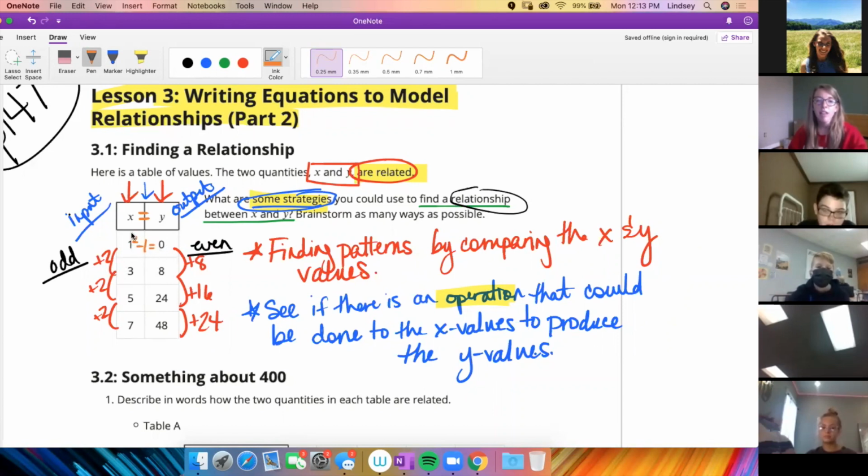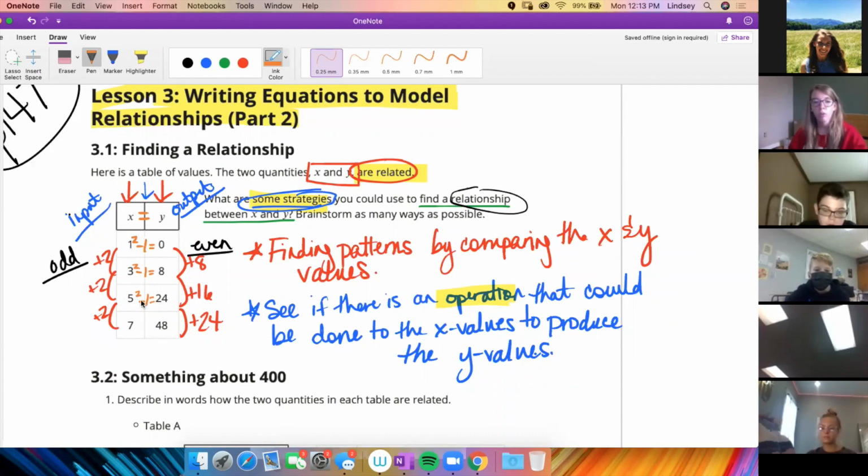Okay, let's see if that same relationship works down here. All right, so we have 3 squared. What's 3 times 3? 9. And then we minus 1. Does that equal 8? Yes. Okay, well, let's keep going. Let's see if it works for all of them. So we have 5 squared, which is what? 25. Minus 1 equals 24.